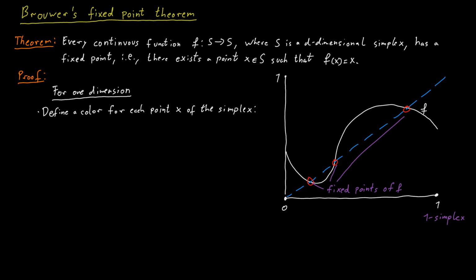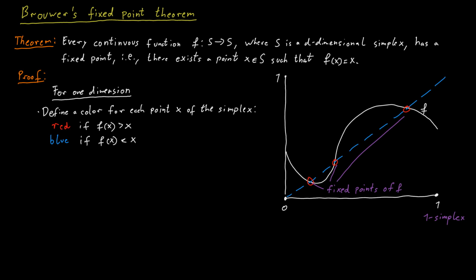So a point x from the simplex gets the color red if f of x is strictly bigger than x. And we color a point blue if f of x is strictly smaller than x. And if f doesn't have a fixed point, then one of those two conditions must be true. So each point would get a color. And if f does have a fixed point, there's nothing left to prove. We're already done. So we can just assume that every point now gets a color like this.